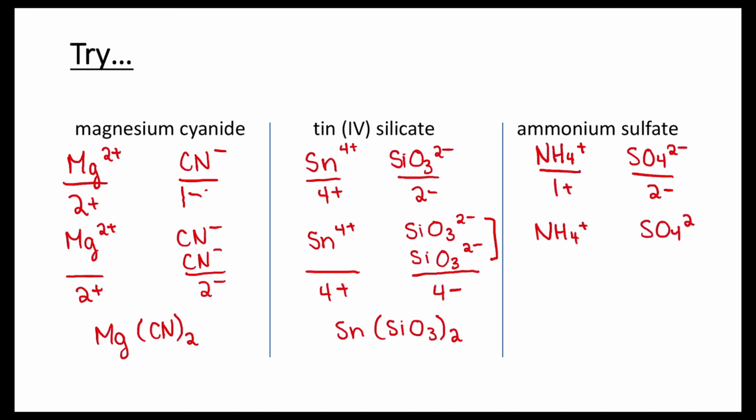So NH4 plus, SO4 2 minus. Okay, so to balance out the 2 minus charge from the SO4, the sulfate, we're going to need 1 more ammonium ion, giving us an overall 2 plus charge to balance out the 2 minus charge. So because we have 2 NH4s, we need to surround it by brackets, put the little 2 outside, saying we have 2 of that whole group, and then we only have 1 SO4.